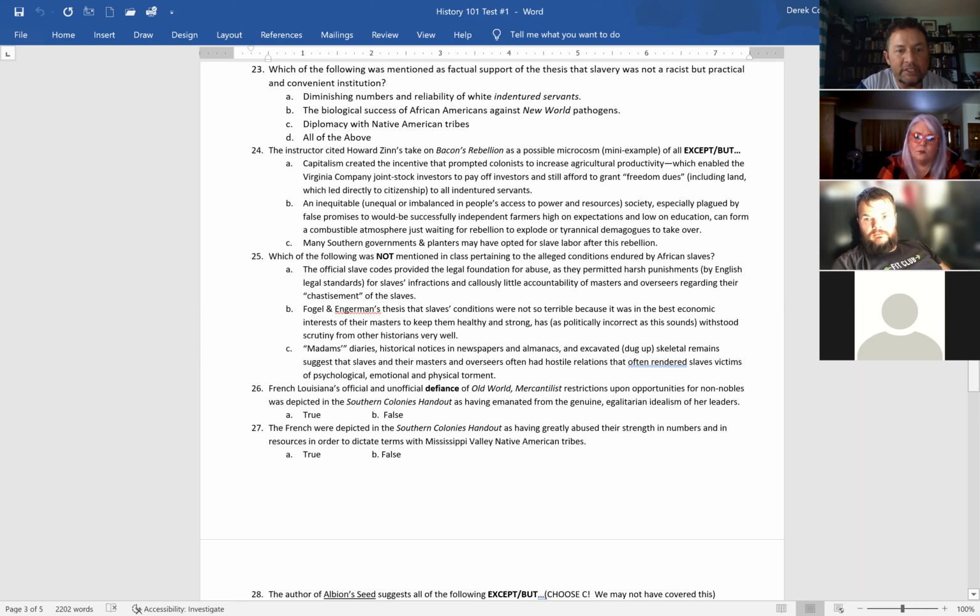Let's see here, number 27. The French were depicted in the Southern colonies handout as having greatly abused their strength in numbers and in resources in order to dictate terms to the natives. No, you see just the opposite, right? In the handout, the Native Americans dictated terms to them. And that's a case of Native American agency. So that one's false.